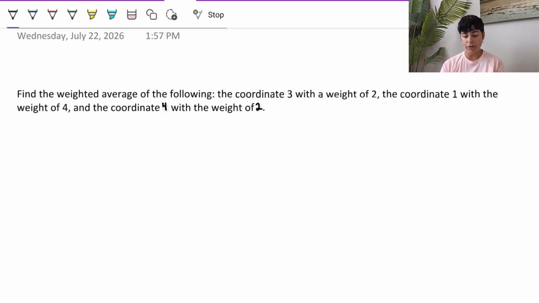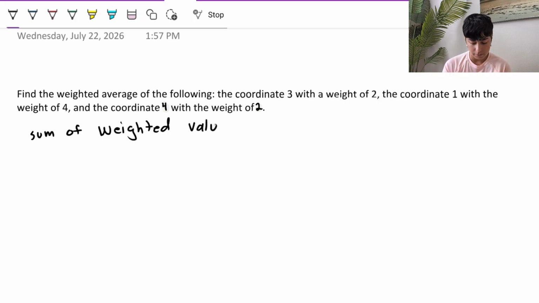Find the weighted average of the following: the coordinate 3 with the weight of 2, the coordinate 1 with the weight of 4, and the coordinate 4 with the weight of 2. So weighted average technically has a formula, and that formula is the sum of the weighted values over the sum of the weights.